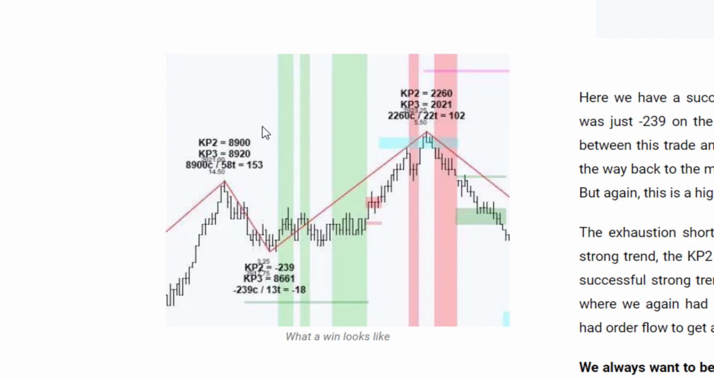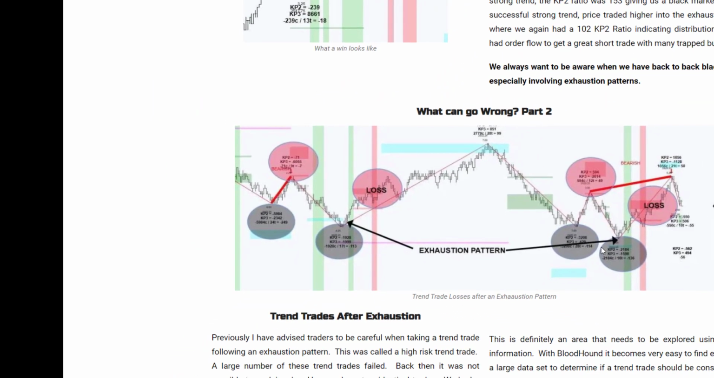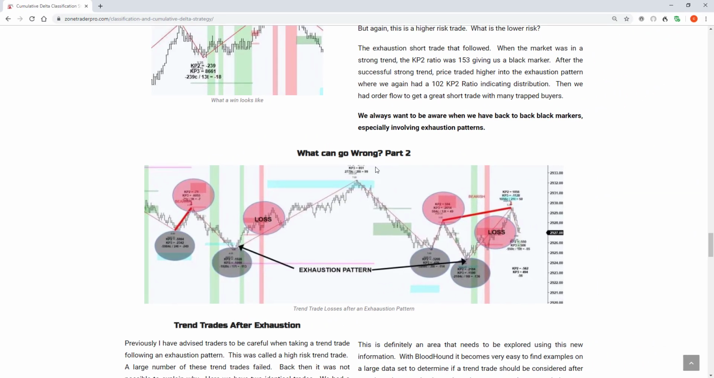A little bit higher up on the page, there's another example of this, exactly the same pattern, where in this example right here with a 153, we were in a strong trend. Again, the strong trend pattern took us into a short exhaustion trade, and at the short exhaustion trade we had a second black classification, and as you can see here, that trend trade lost also. So the idea of using these black classifications as market turning points is an extremely valid idea, and one that should not be overlooked.